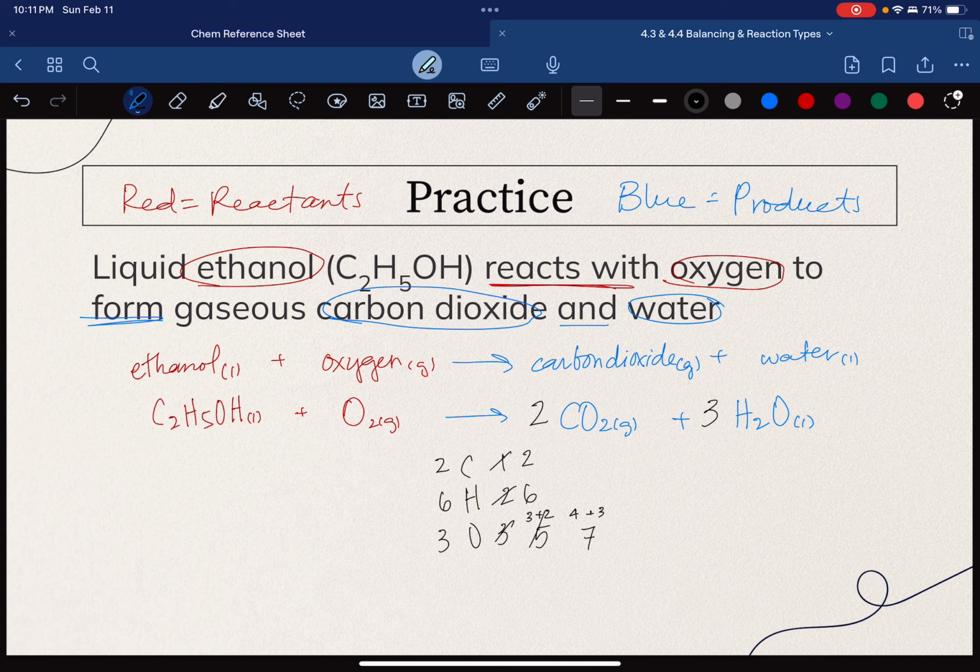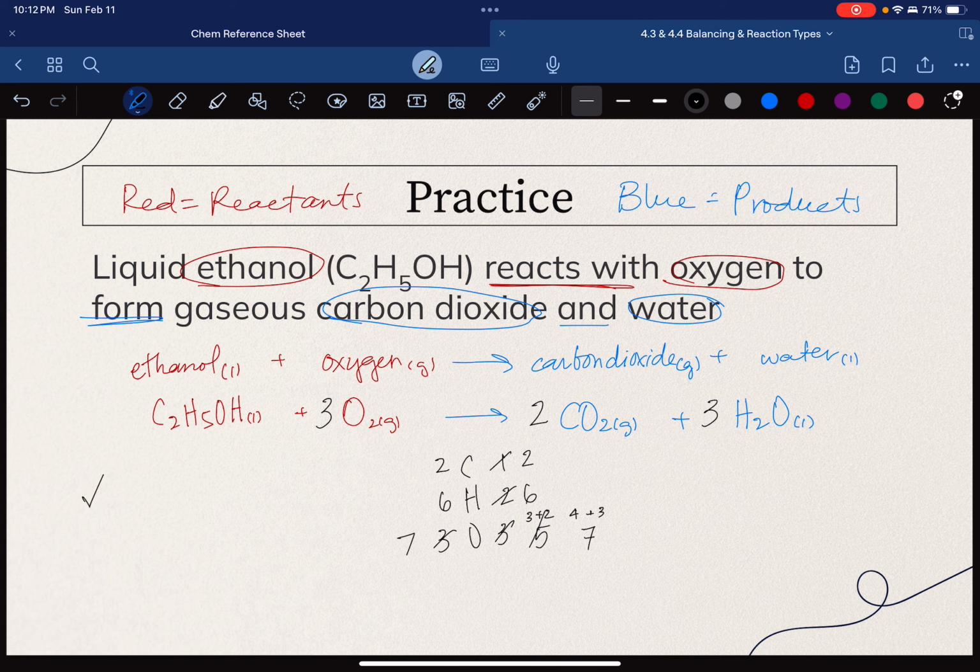I have 1 in my ethanol, and then I have 2 for just the oxygen. Thinking about it, if I'm trying to get to 7, I'm going to put a coefficient in front of that oxygen by itself. In my mind, 7 minus 1 is 6, so really I need 6. In order to get 6, I'm going to put a 3 in front of the O2. And now I have a balanced equation.